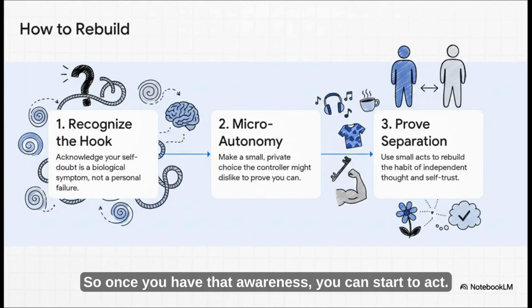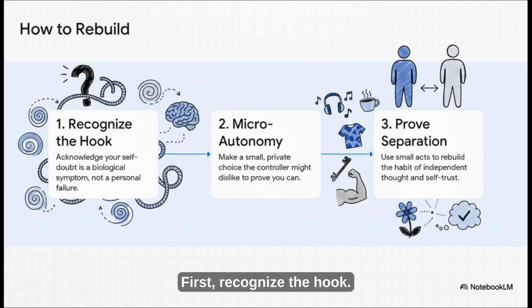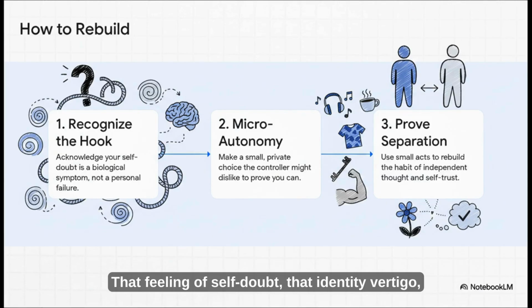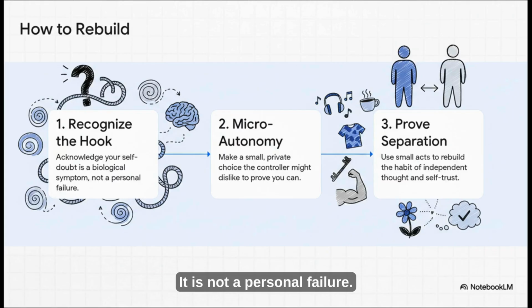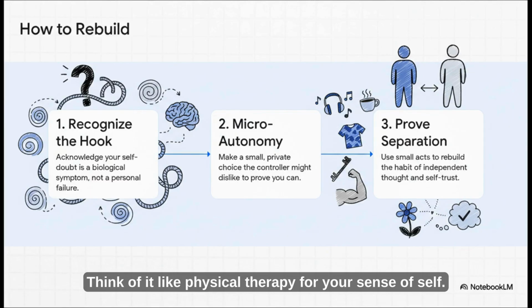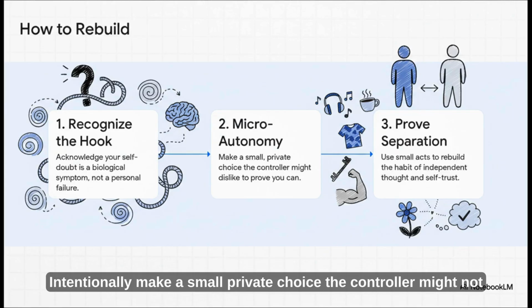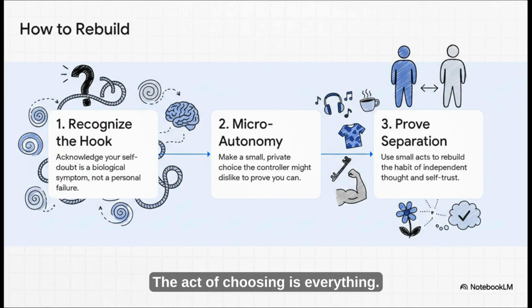So once you have that awareness, you can start to act. First, recognize the hook. That feeling of self-doubt, that identity vertigo, it's a biological symptom of conditioning. It is not a personal failure. Next, practice micro-autonomy. Think of it like physical therapy for your sense of self. Intentionally make a small, private choice the controller might not approve of. Listen to a song they hate. Order a coffee they think is weird. The specific choice doesn't matter. The act of choosing is everything.